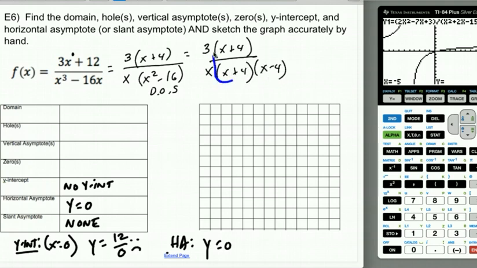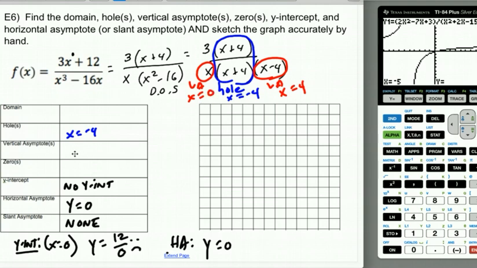I have a hole at the factor that cancels, so there's a hole at x equals -4, because I set x plus 4 equal to 0 and solved. There is a vertical asymptote at any factor in the bottom that doesn't cancel. So there's going to be a vertical asymptote when x is 4, because I set x minus 4 equal to 0 and solved, and also a vertical asymptote when x is 0. So there are 2 vertical asymptotes in this graph. There are no roots, because the only value on the top that I could set equal to 0 is 3, and that's a lie. So there are no zeros.